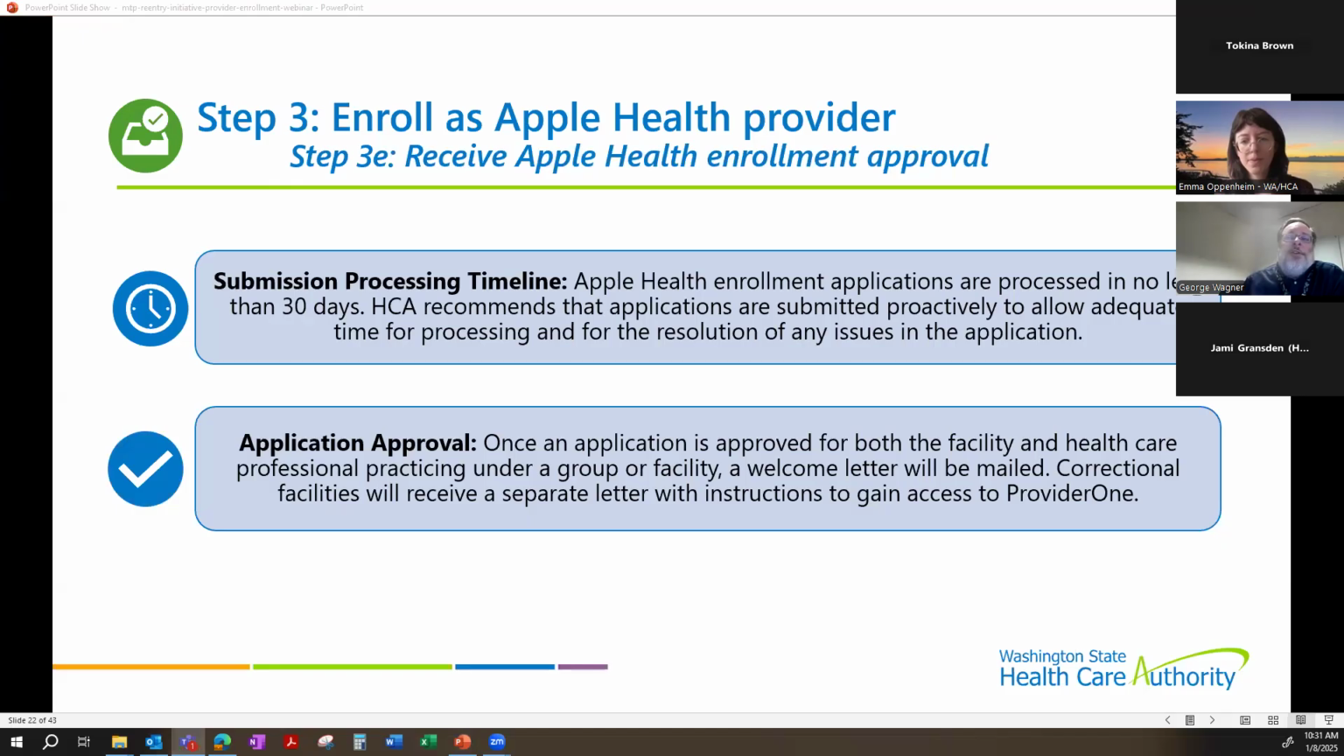So this goes back to the timeline that I was talking about. We ask you to expect at least 30 days, and we recommend that you submit the application proactively, to make sure that we have time to get to them. Once my team gets to an application and approves it, a welcome letter will be sent out, and there'll also be instructions on how to get access to Provider One. Those are both automatically generated by Provider One when my team approves the application.